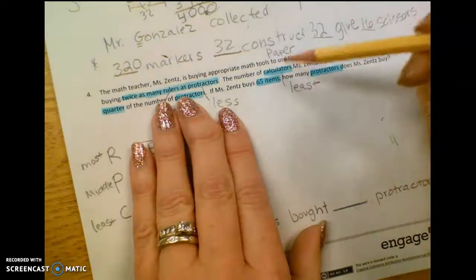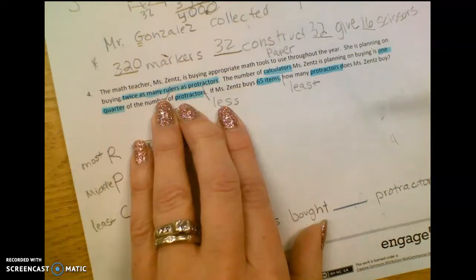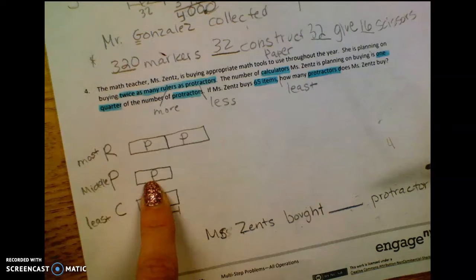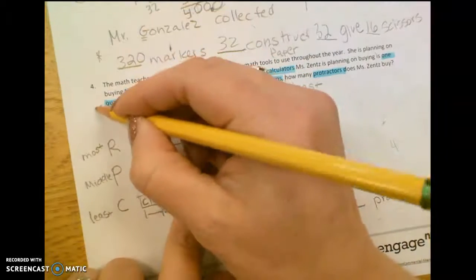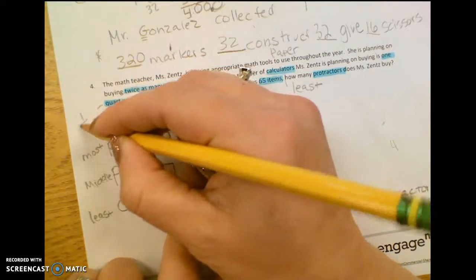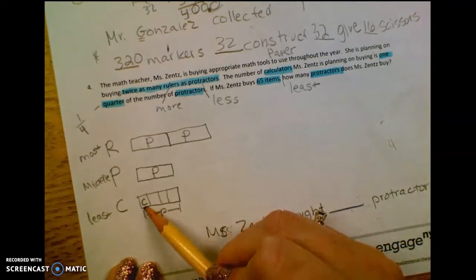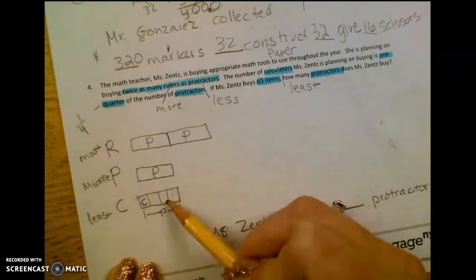So then you should have drawn a picture if you knew there was twice as many rulers as protractors. Calculators is 1/4 of protractors. Protractors is what we're comparing everything to. So I went ahead and did 1 protractor and then did the rest off of them. Twice as many rulers, that means that's going to be 2 protractors. And then 1/4 is the same as 1/4. Think about quarters in math. There are 4 quarters. So when I was thinking of 1/4, I drew, this is one entire set of protractors, but I only need 1 part out of 4 for my picture here.